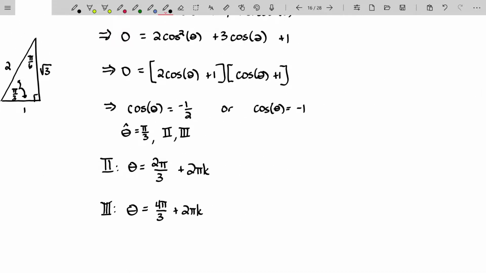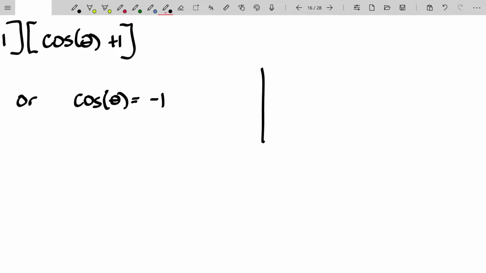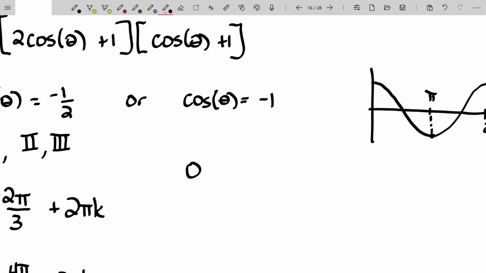And then again, we have this negative 1. If it's a negative 1, positive 1, or 0 for the cosine or the sine, just draw the curve. So here I'm quickly sketching out the cosine curve. Doesn't need to be perfect. I just want to see what input would lead to an output of negative 1. That looks to be pi. So in this case, theta is equal to pi plus 2 pi k.